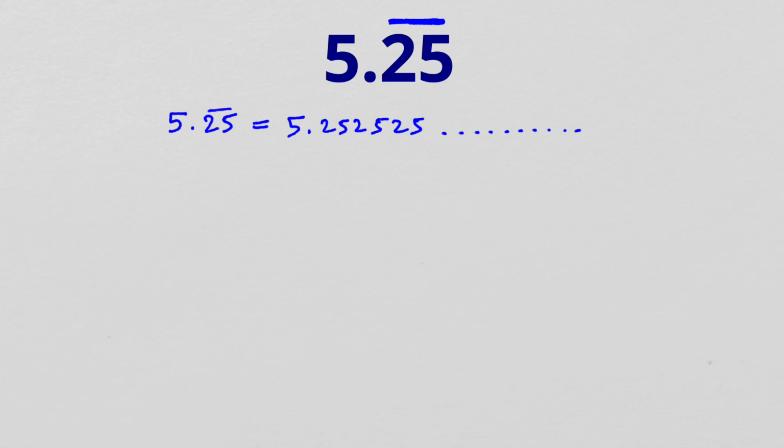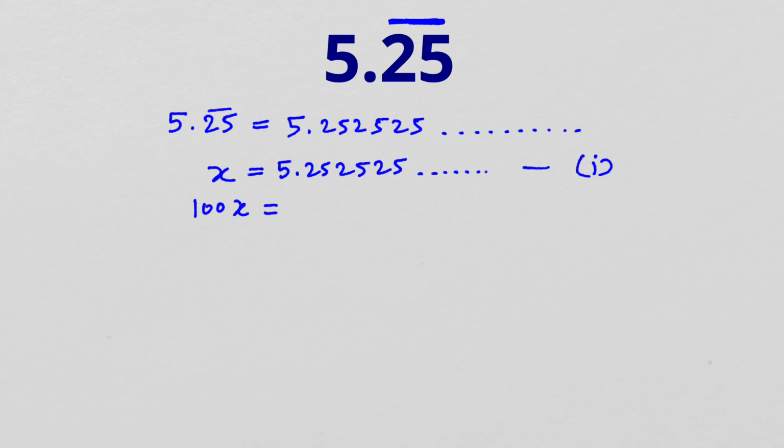So the process is, let's take 5.252525... equal to x, and this is your first equation. Now if you multiply by 100 both the sides, then what happens? The decimal from here goes after two numbers, so it will be 525.252525..., and this is your second equation.